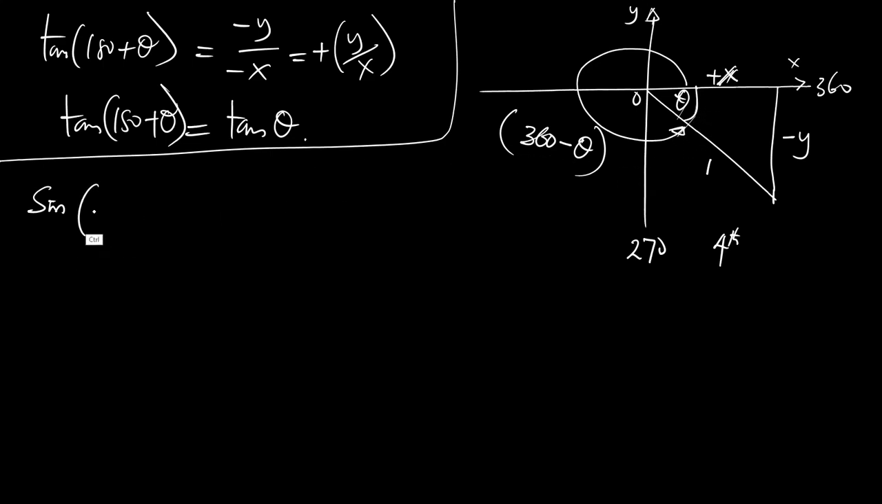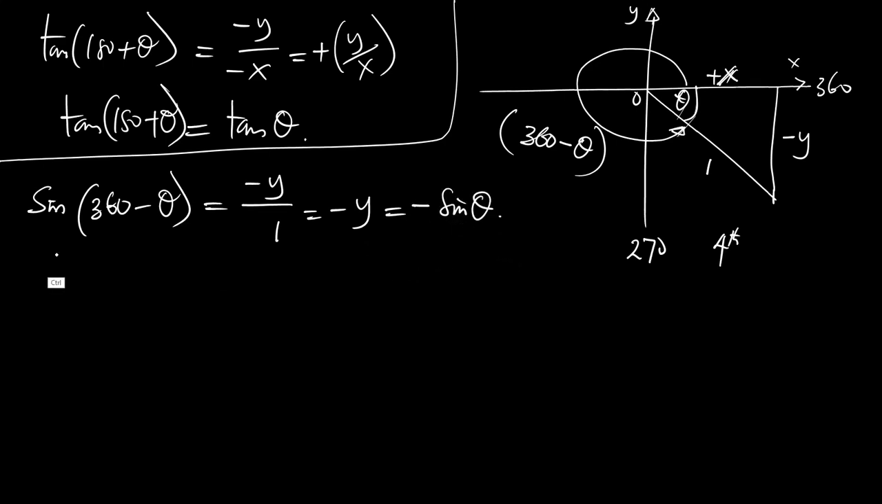So I will say sine 360 minus theta. This is the same thing as saying the minus y is adjacent to this angle, so you have minus y all over one. So this is minus y, which is the same thing as saying minus sine theta.